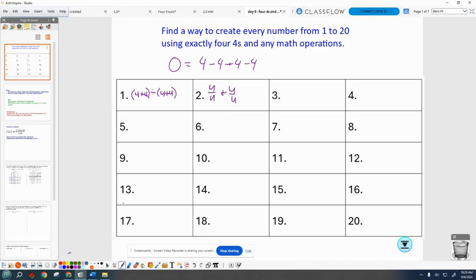Okay, 4 plus 4 divided by 4 plus 4 is 1. 4 over 4 plus 4 over 4 is 2. Oh, you've got to use 4 fours. You've got to use exactly 4 fours.